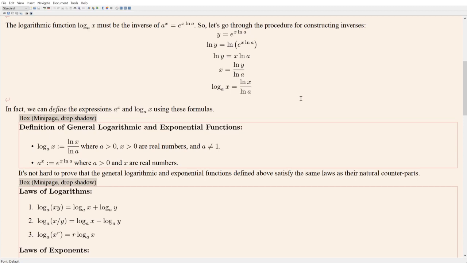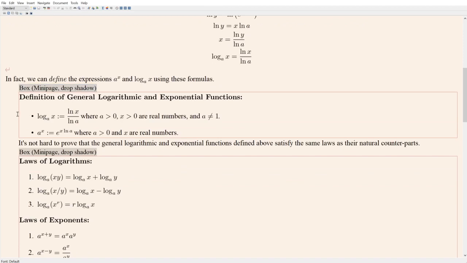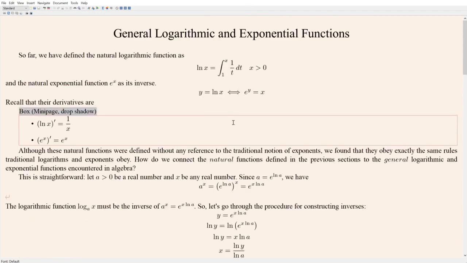There's the connection between general logarithms and natural logarithms. Not too hard. It follows pretty much immediately from all the definitions and the properties that we have already established. As a matter of fact, we can define these expressions by way of these formulas, because the natural functions are already perfectly well defined. The fundamental theorem of calculus gives us their definition.